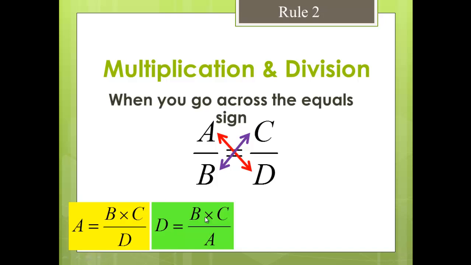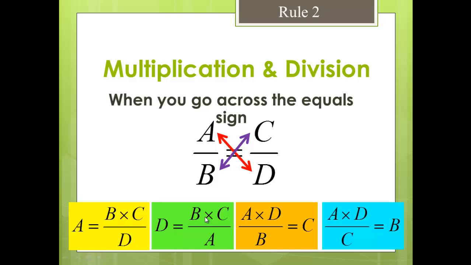Alright, D would go up there, A would come down here, B would go up there, so that would be BC over A. Rearranging for C, D goes up to the top line, AD over B. Solving for B, B goes up there, C goes down there, D goes up the top.